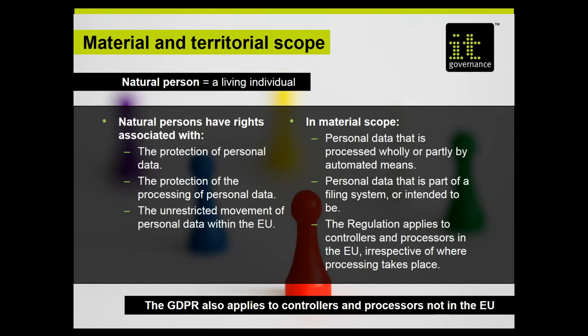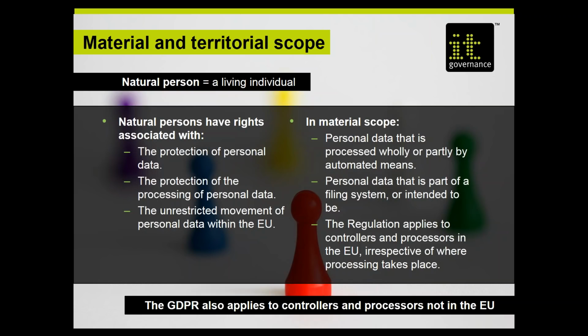Okay, so let's begin by looking at material and territorial scope. Well, we talk about something in GDPR called natural persons. This regulation is applicable to natural persons, and sometimes we call them data subjects, so one and the same thing, but essentially it's about living individuals. And those living individuals have rights associated with the protection of our personal data, protection related to the processing of that data, and processing is a very broad term, which I'll talk about a bit more.